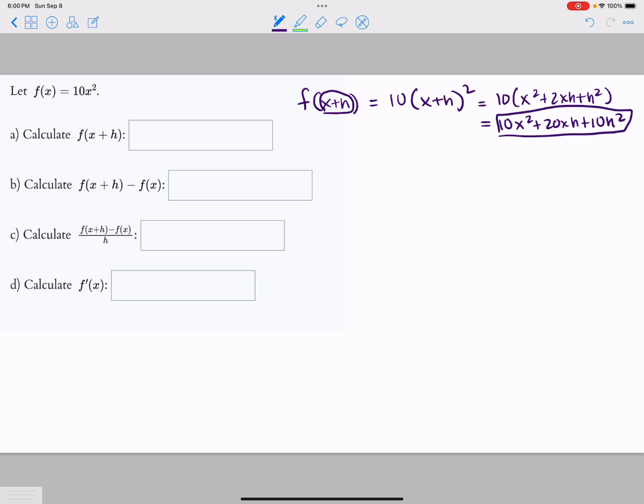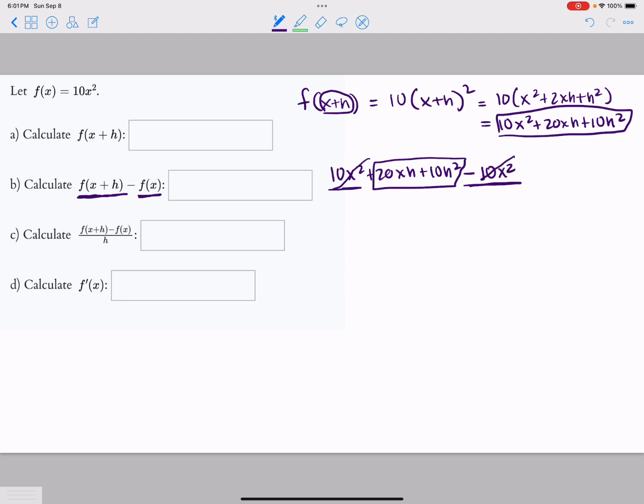The second one asks you to take what you just got and subtract off f of x. So I'm going to take my previous answer, and I'm going to subtract off f of x. f of x is 10x squared. Notice that this minus 10x squared and this positive 10x squared, they add together to be 0. So this is what I'm left with for my answer in the second part.